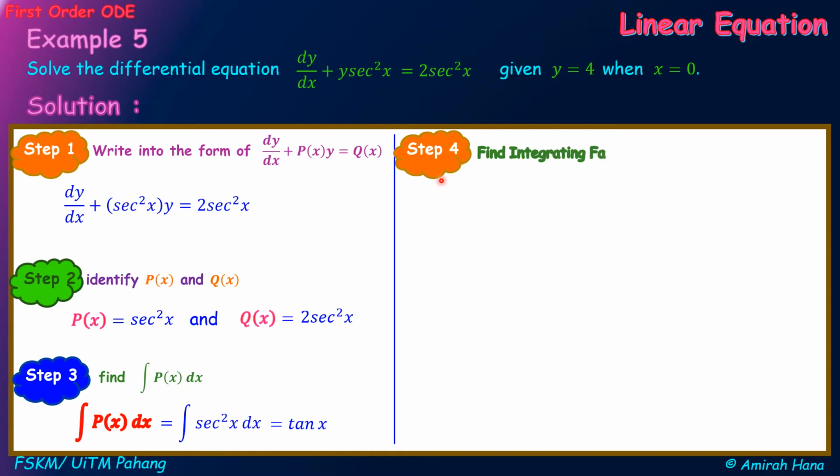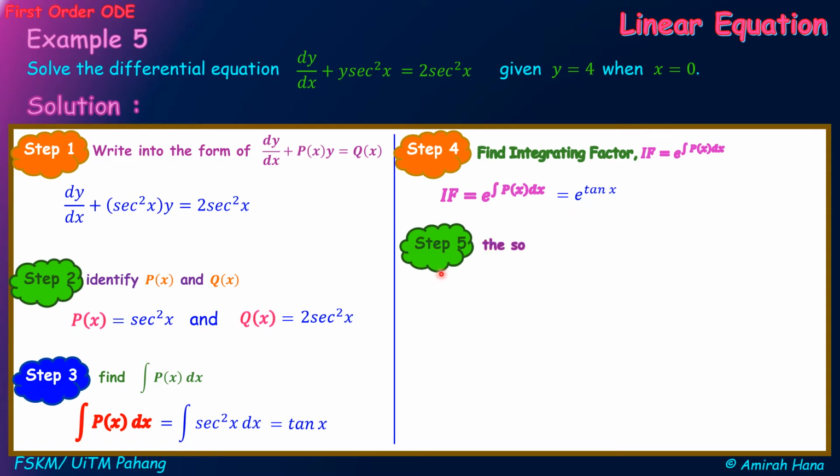Then we continue with step 4: find the integrating factor, IF. The formula is e to the power of the integration of P(x) dx. From here we have IF equals e to the power of tan x. We compare, the integration of P(x) dx equals tan x, so we substitute it into the power of e.